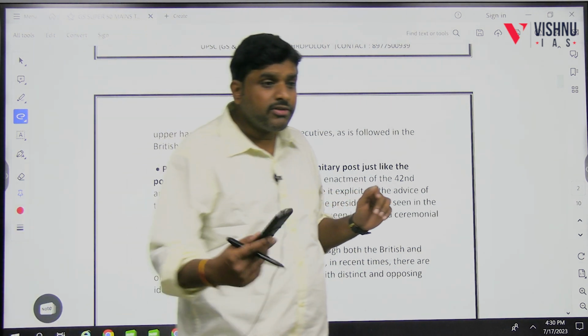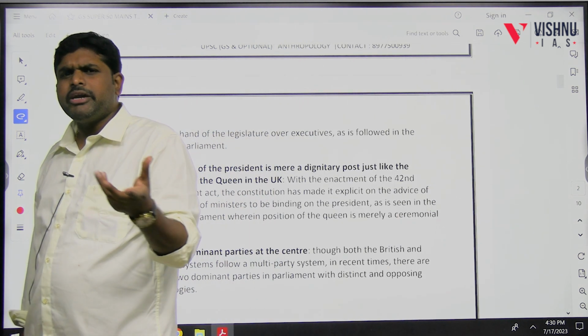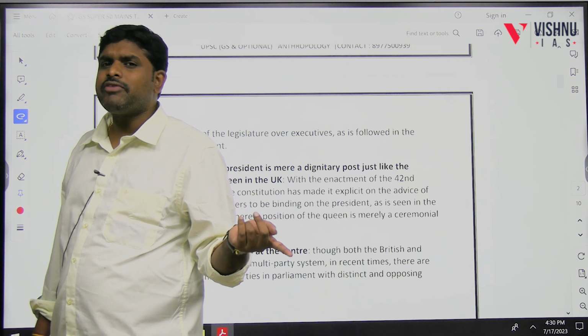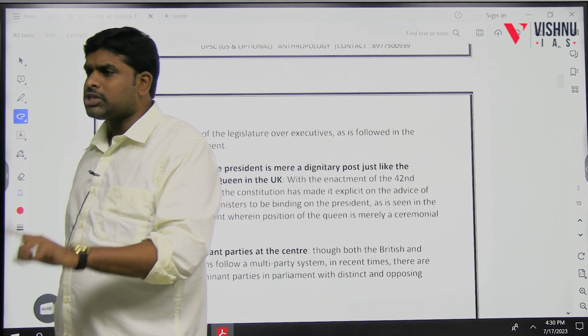Next, anything more? Divergent points. There are some parliamentary proceedings which are different in both. For example, there is a complete absence of Zero Hour and Question Hour in the UK. There is the presence of Zero Hour and Question Hour in India.